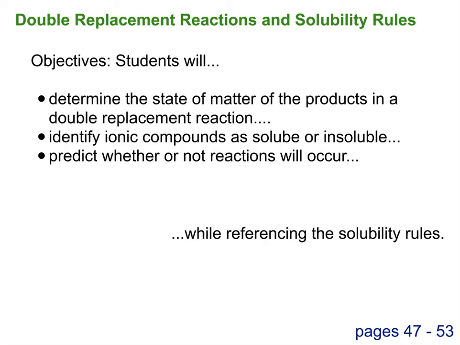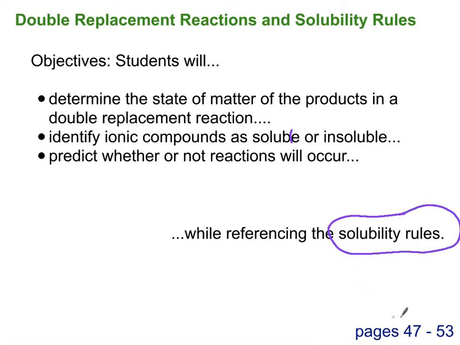Replacement reactions and solubility rules. So in this lesson, we're going to be determining the states of matter of products in a chemical reaction, specifically a double replacement reaction. We're going to be identifying ionic compounds as either soluble, S-O-L-U-B-L-E, or insoluble, sorry about that. And then we're going to be predicting whether or not a reaction will occur.